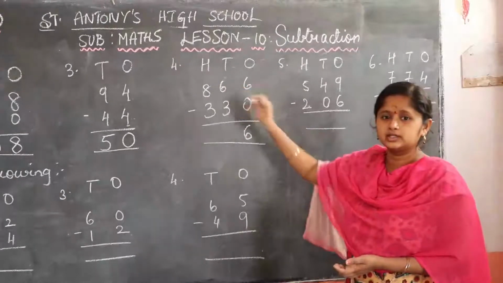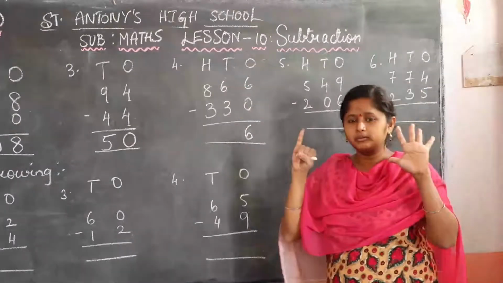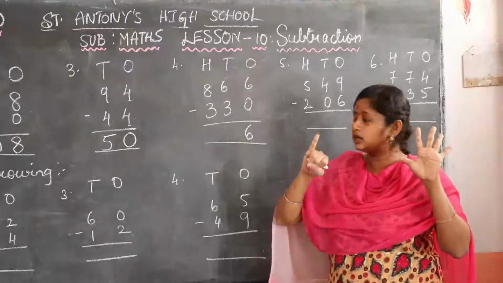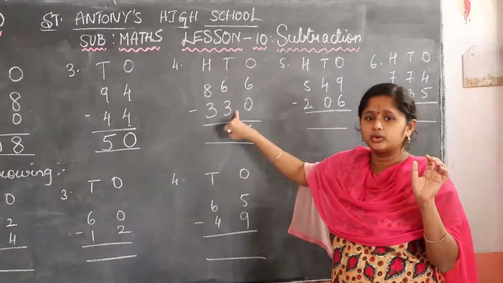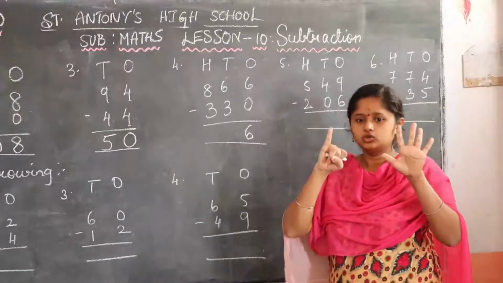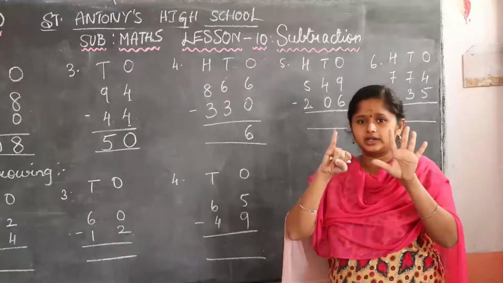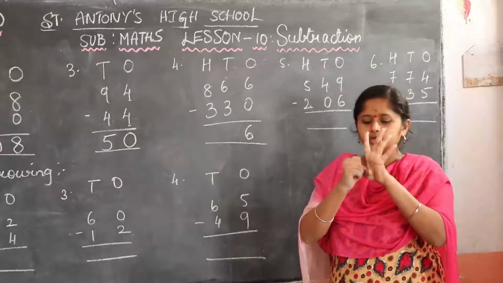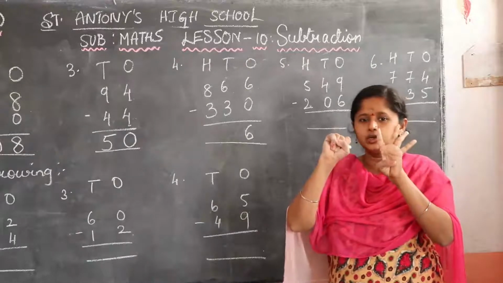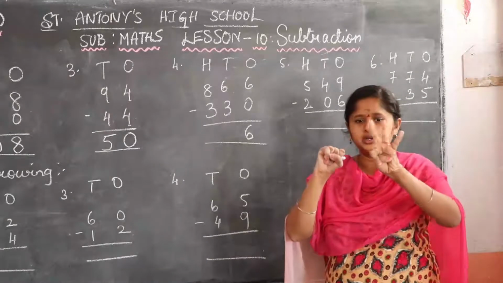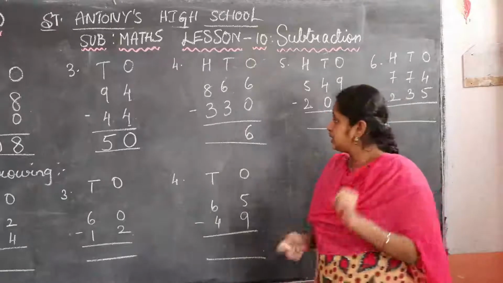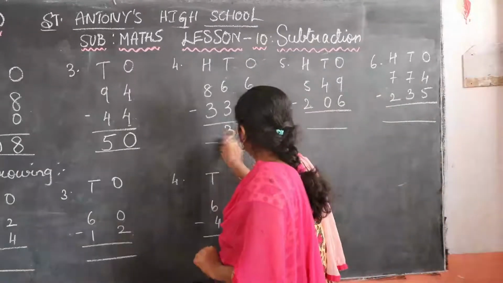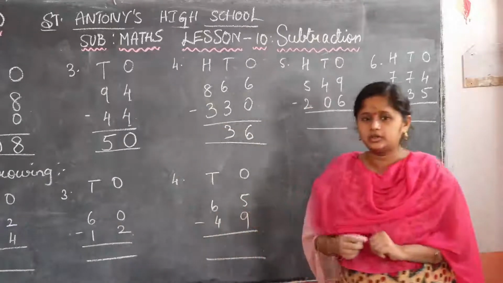Now 6 minus 3. So keep your 6 fingers, children. 6 are there. So how much do you have to cancel? 3. So you have 6 chocolates. From these 6 chocolates, 3 chocolates you ate. See, 1, 2, 3. 3 chocolates you ate means how much is left? 3. So 3 chocolates are left.